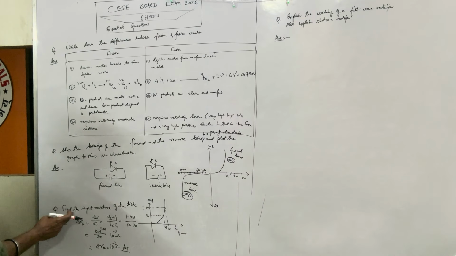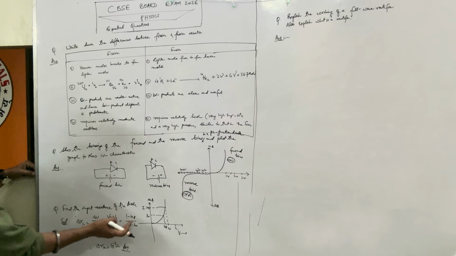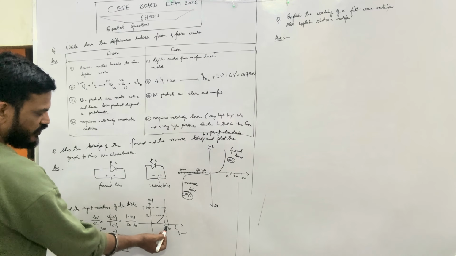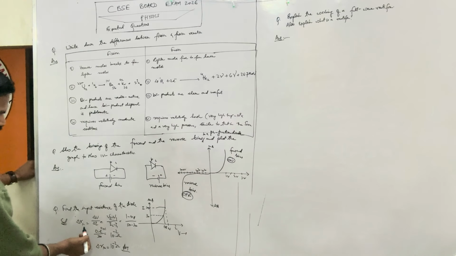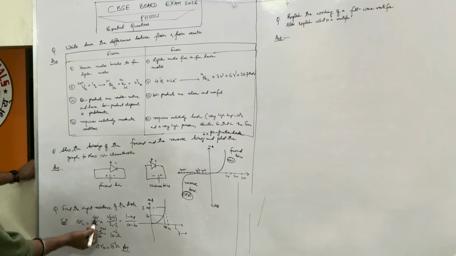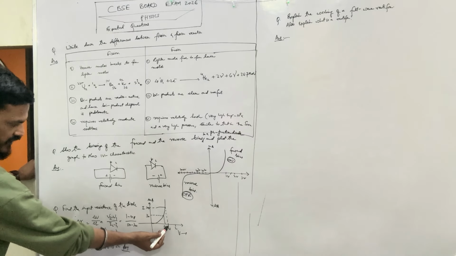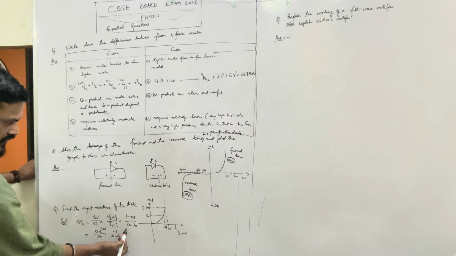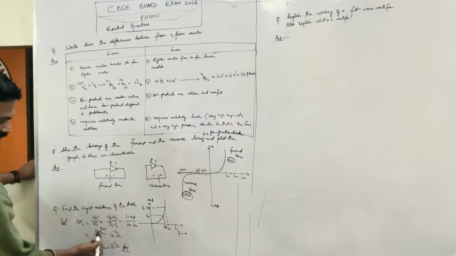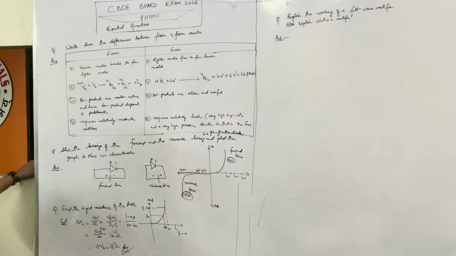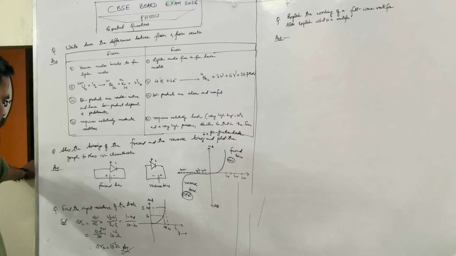Next question, it says find the input resistance of the diode. From the graph, at two different potentials you have two different currents. So using Ohm's law, the resistance will be change in potential by change in current. So V2 minus V1 by I2 minus I1. V2 is 1 volt, V1 is 0.8, I2 is 50, I1 is 30. So you solve it, you get 10 to the power minus 2 ohm. So the input resistance of the diode in this case is 10 to the power minus 2 ohms.